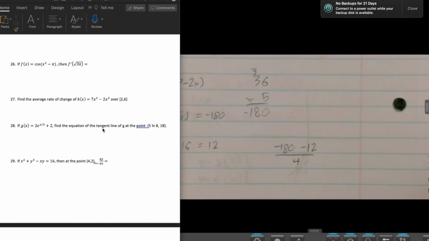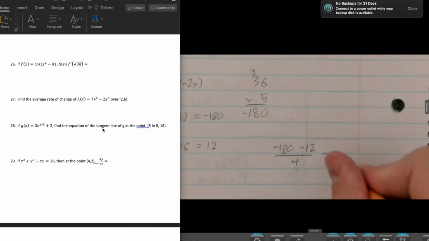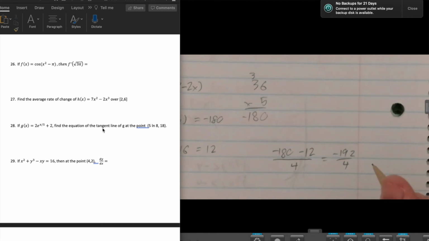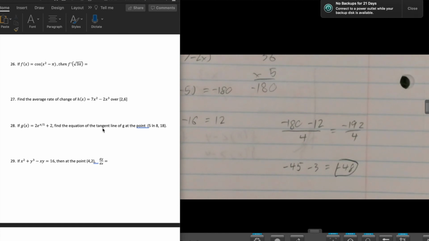We can do this in a few different ways, but that's negative 192 over 4. But that doesn't look too easy for me. I think what I'm going to do is divide these right away. If you didn't know, there's actually 4 45s in 180, so this is really negative 45 minus 3. So evidently, you'll get negative 48 as your average rate of change.